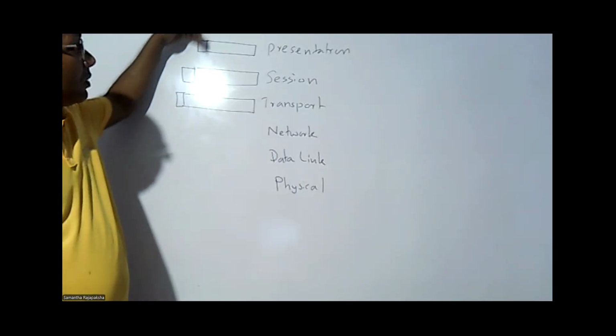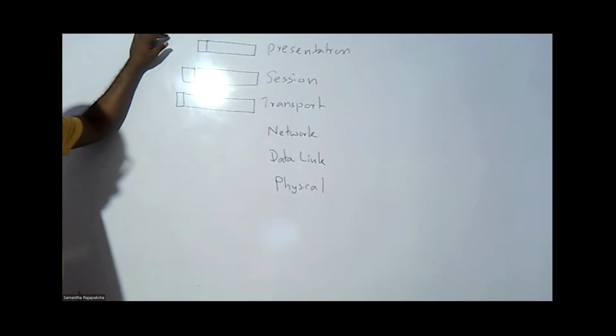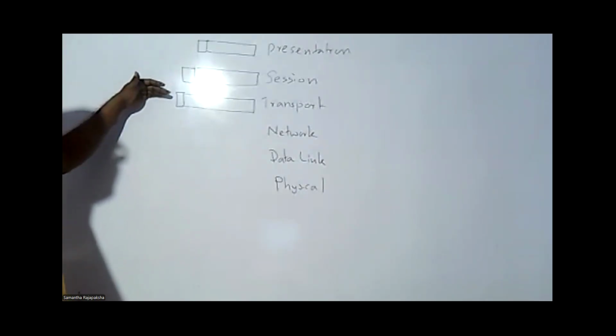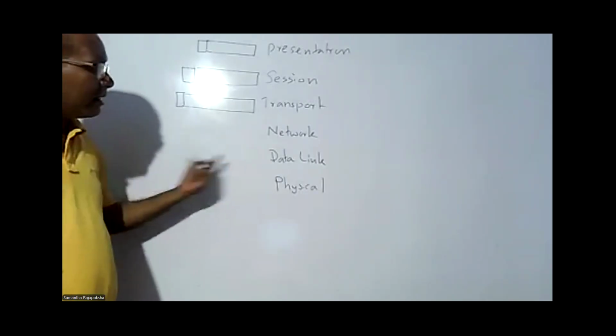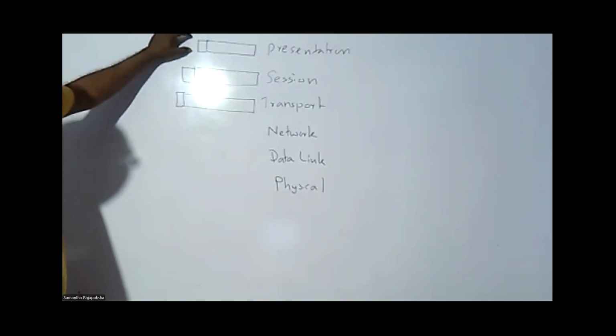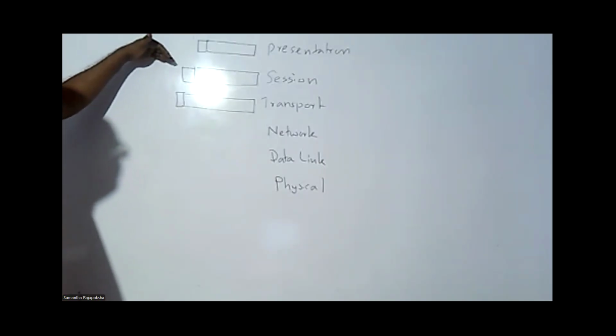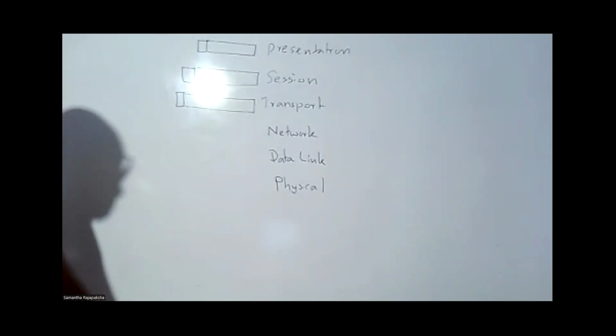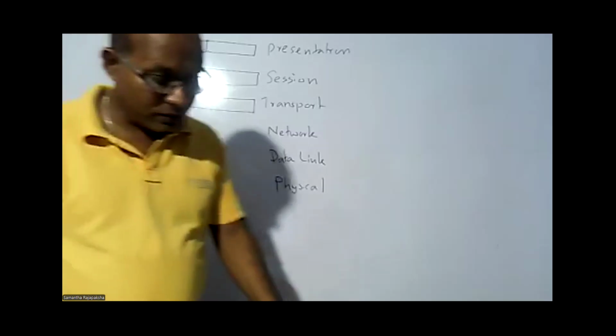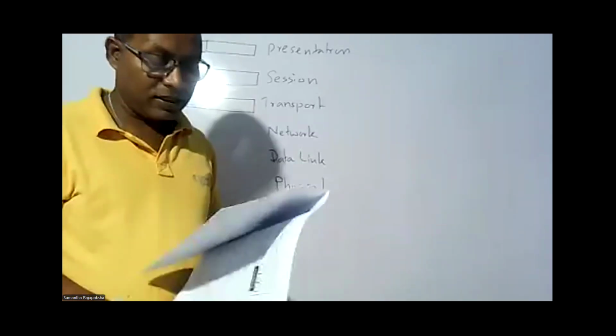Remember, this process we call encapsulation. Each layer will add the header and trailer. Only the data link layer will add the header and trailer both together. So this process, adding layers and closing the content or hiding the content, we call encapsulation. Therefore, here the answer is encapsulation.